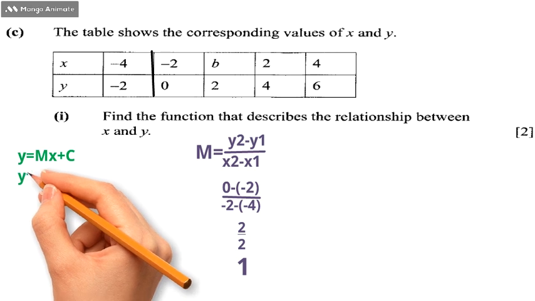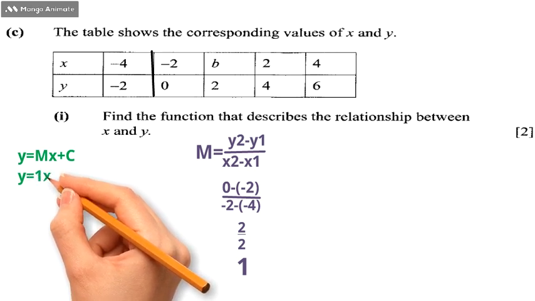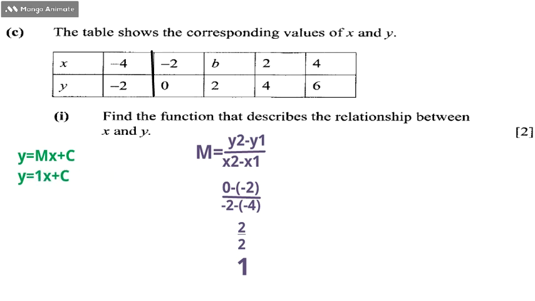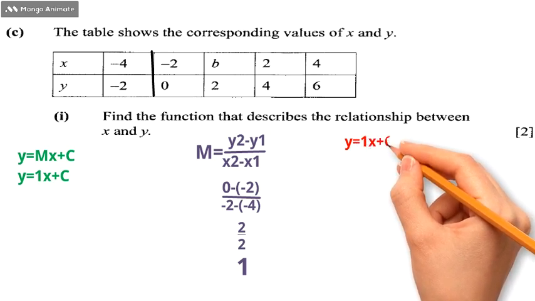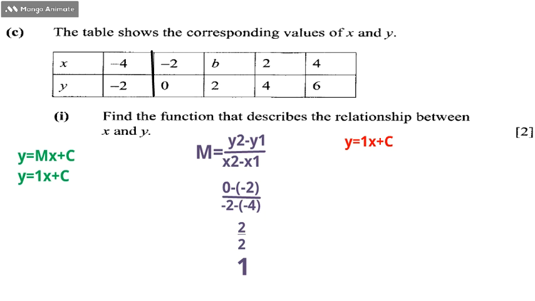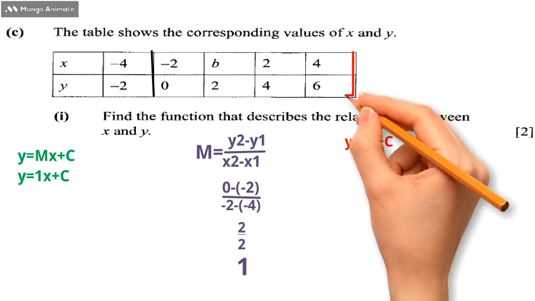So we can say y is equal to 1x plus c. Once we've done that, the next thing we need to find is the value of the constant, or y-intercept, which is c. To find the value of c, we are going to use the same formula. Since we have found the gradient, we say y is equal to 1x plus c. So we're going to pick one coordinate here, which is 4, 6.